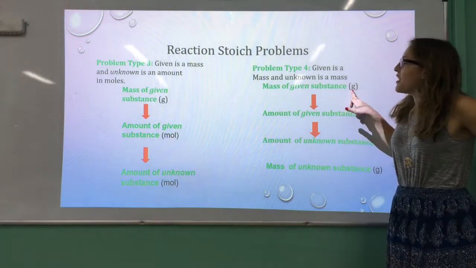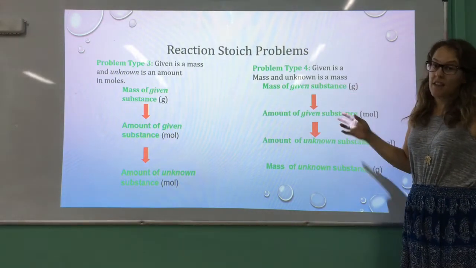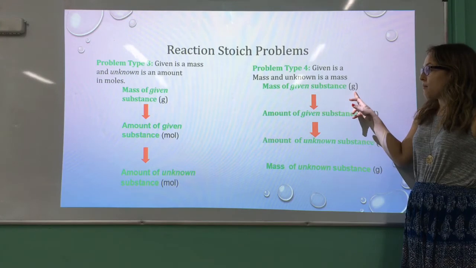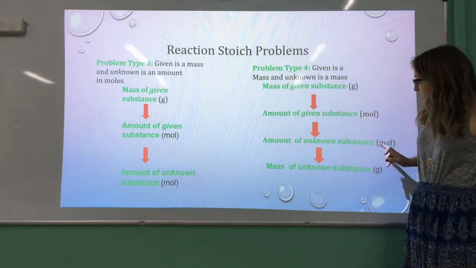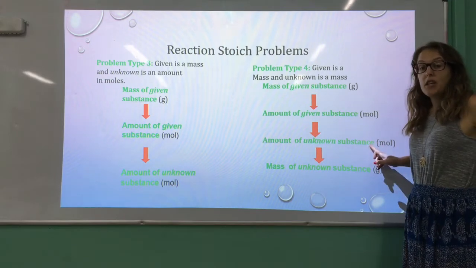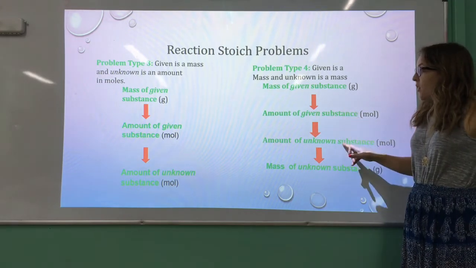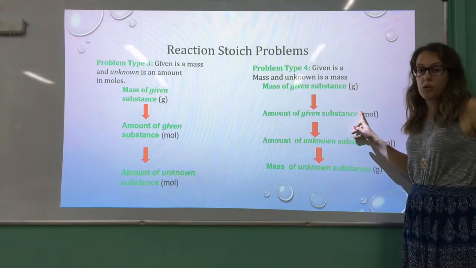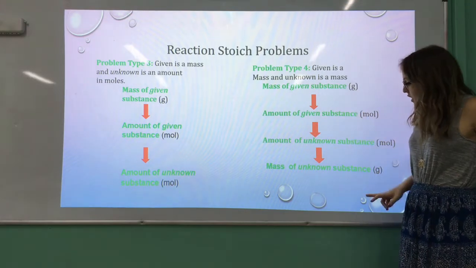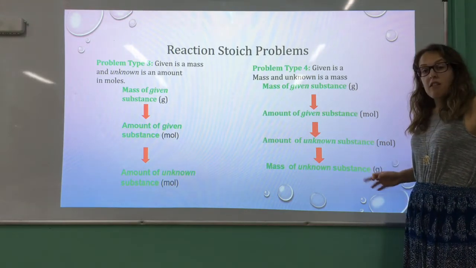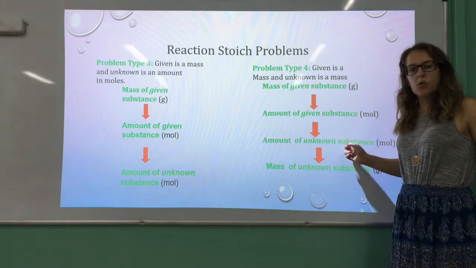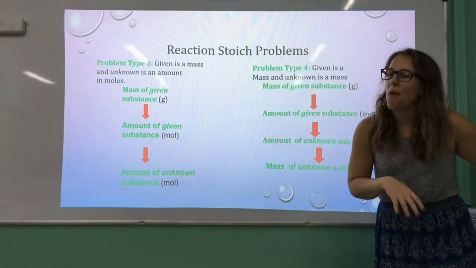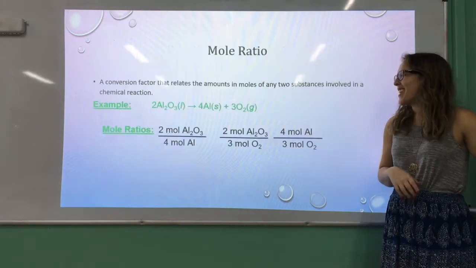So we have the given in grams, then we can figure out the given in moles, then we can figure out the unknown in moles by using the mole to mole ratio, and from grams to moles we would use the molar mass. So then to figure out the grams of the unknown substance, we can go from moles to grams using what again? The molar mass. Yeah.